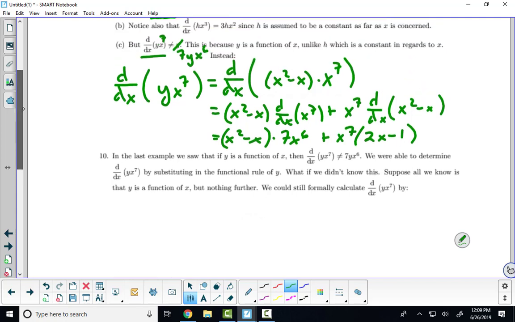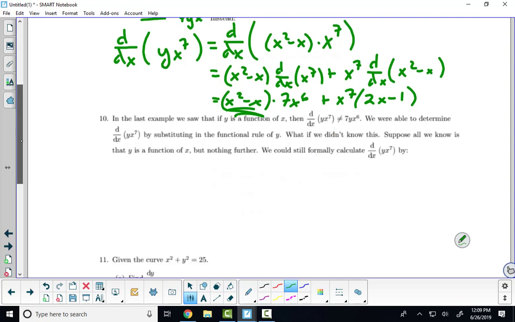Specifically, folks, there is the 7x to the 6th. There's the 7. This expression right here is the y, x to the 6th. That maybe somebody might accidentally think was the derivative of this, but they're missing this whole second piece of the product rule. Okay? All right, so I think we brought that home.